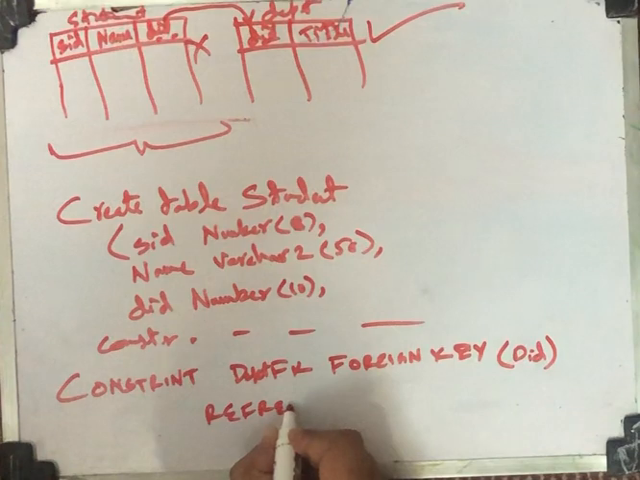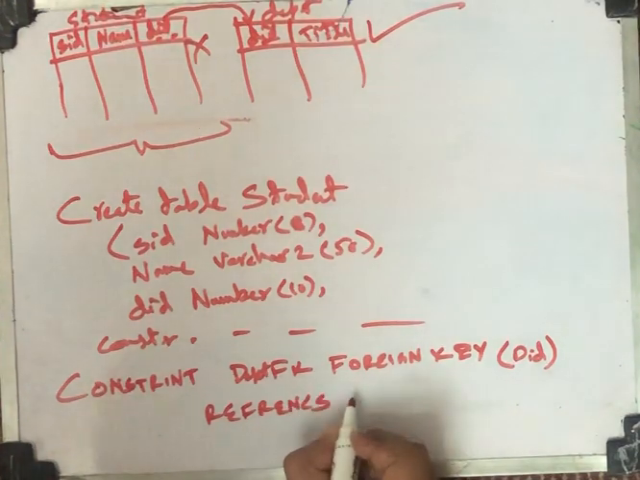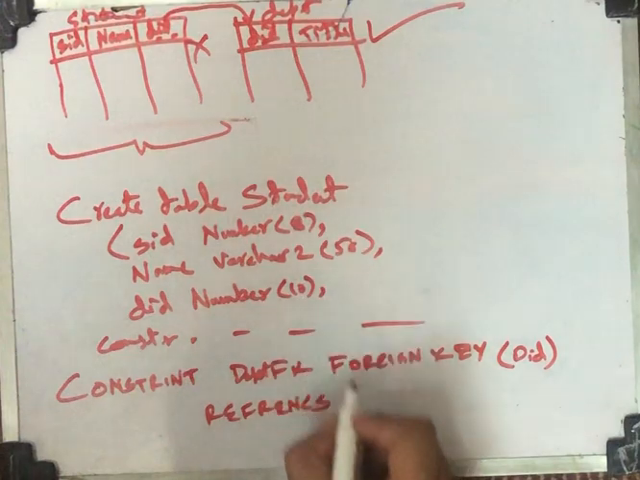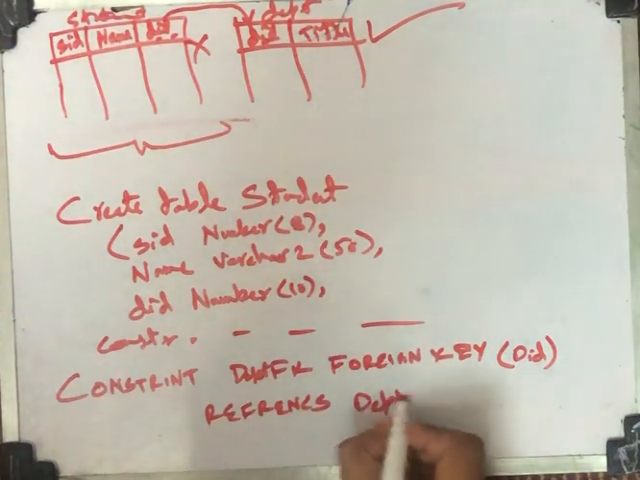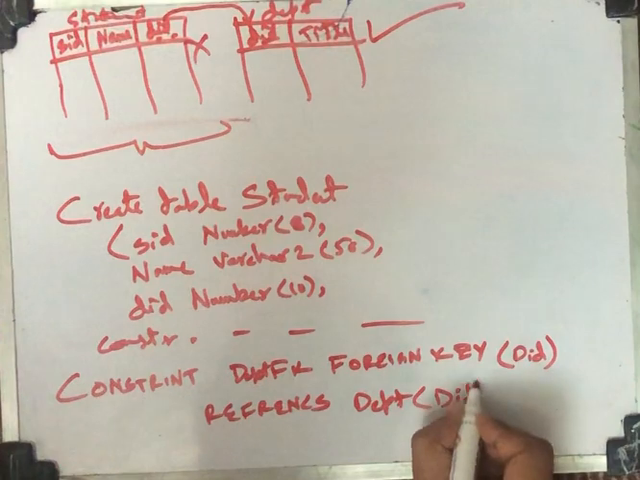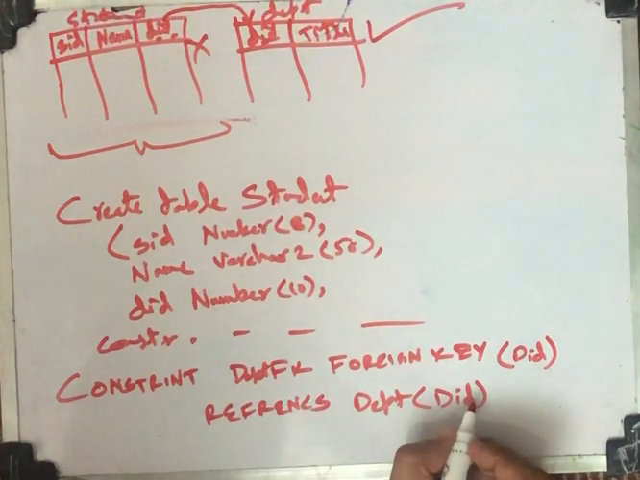References, and then I need to provide the name of that relation, so the name is DEPT, and then I need to provide the name of the column, which is basically the primary key of that relation.